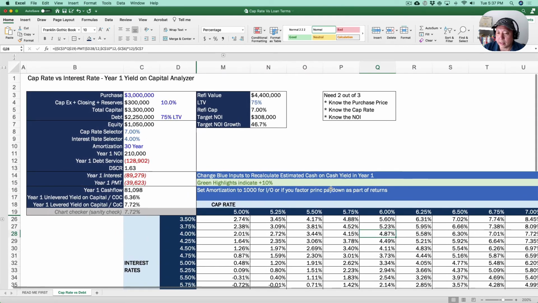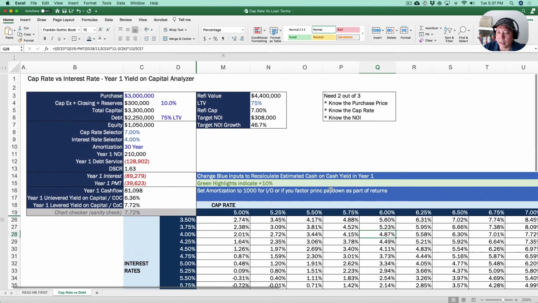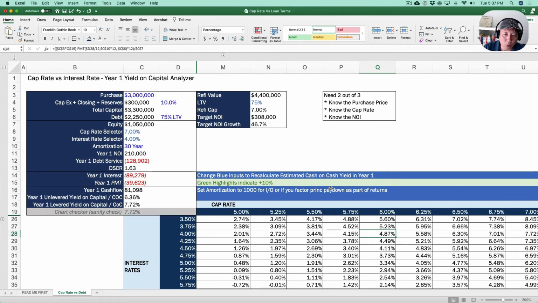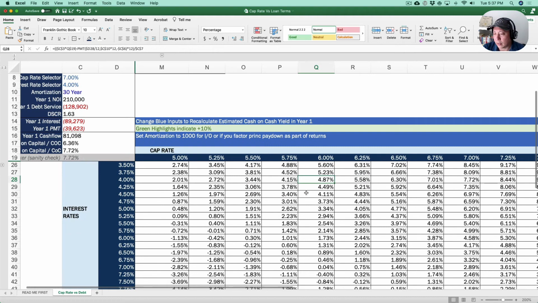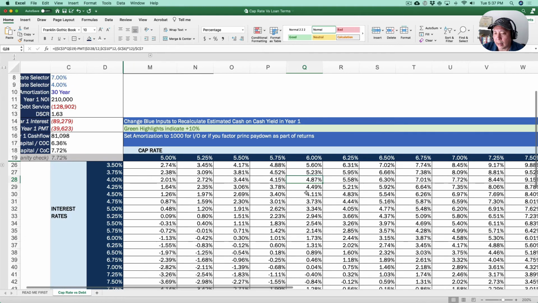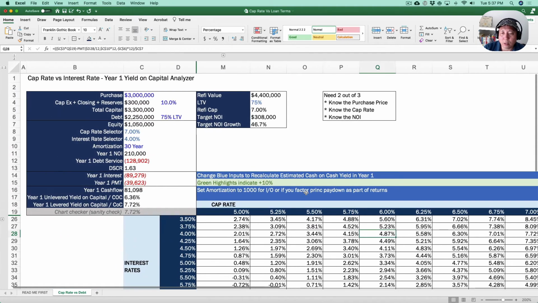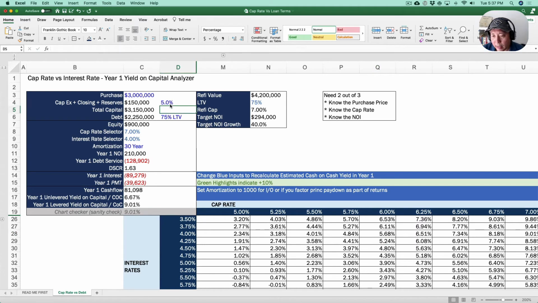So what I like about this tool is it not only helps you quickly analyze and size up a deal and think through what you want to pay for it, what sort of cap rate makes sense compared to your interest rate, but I also think it's a cool tool to help me conceptualize how cap rate, interest rates, closing costs, loan to value, how all of it relates together.